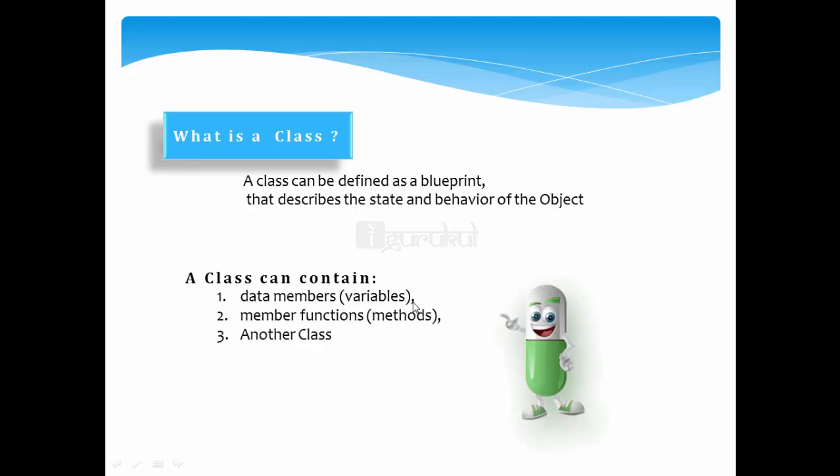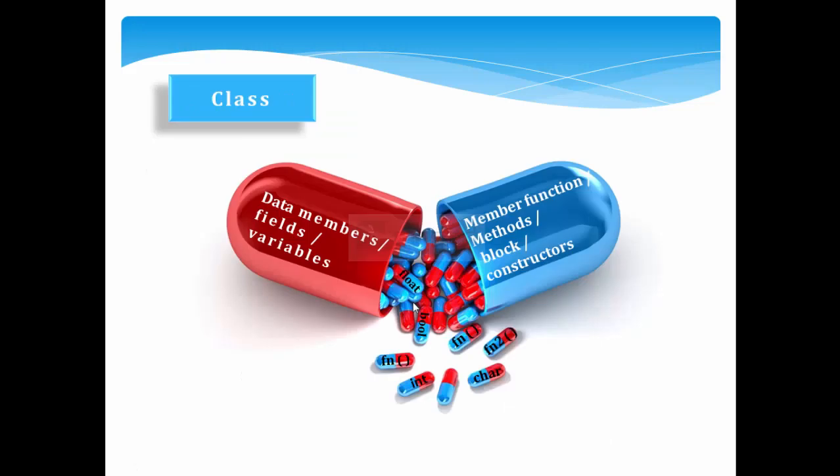A class can be defined as a blueprint or a template that describes the state and behavior of the object. A class can contain data members, member functions, another class, blocks, constructor, interface, etc. So you can imagine a class as a type of capsule which contains state and behavior. State means data members, fields, variables, and behavior means member functions, methods, constructors or blocks. Behavior is something that is used to define your state.